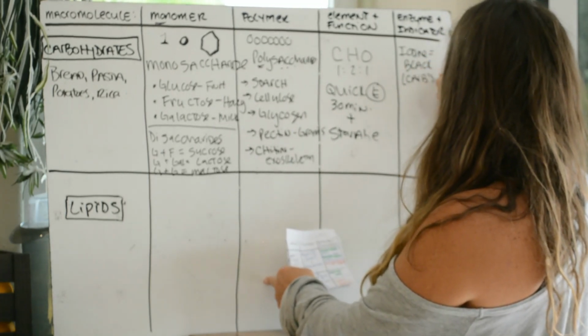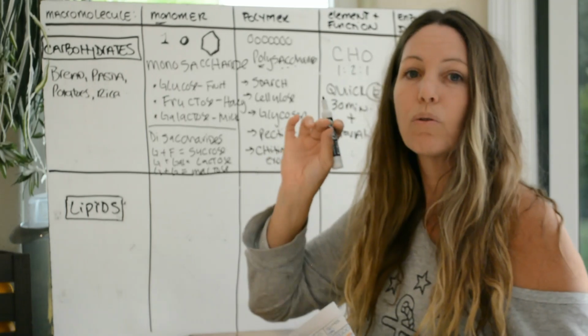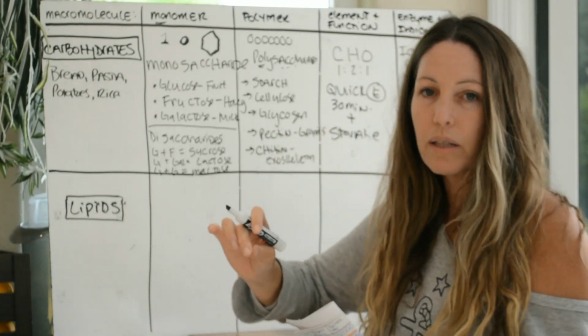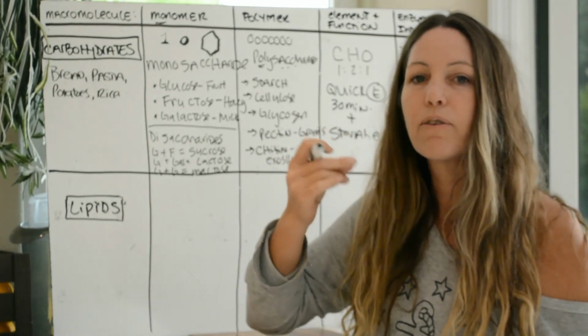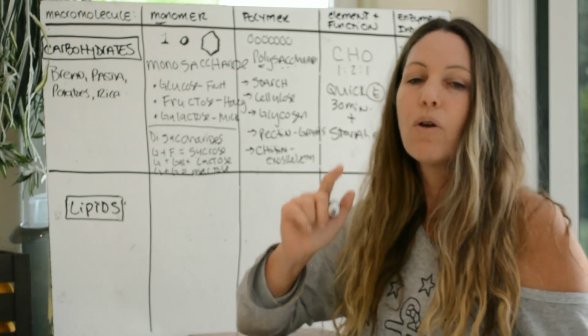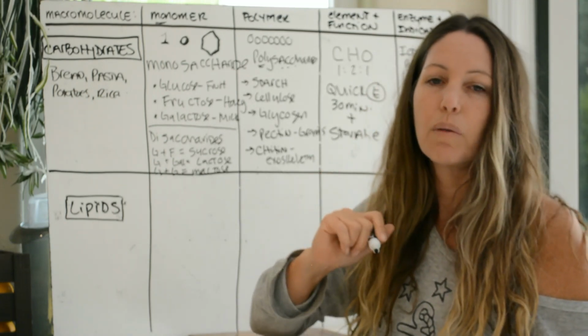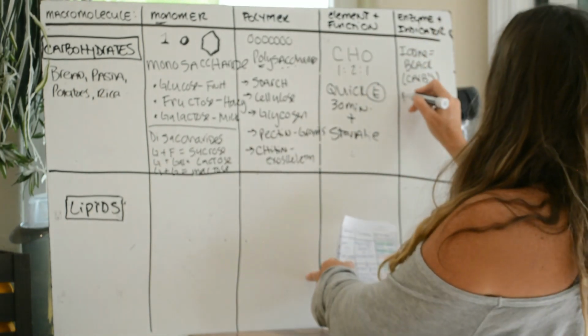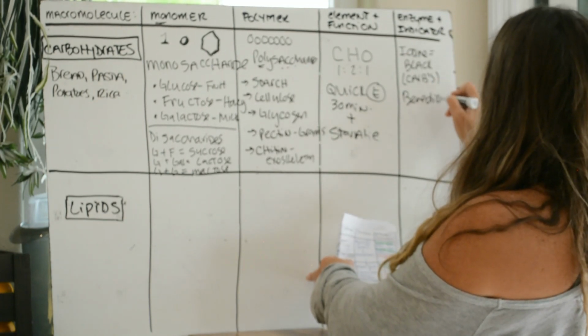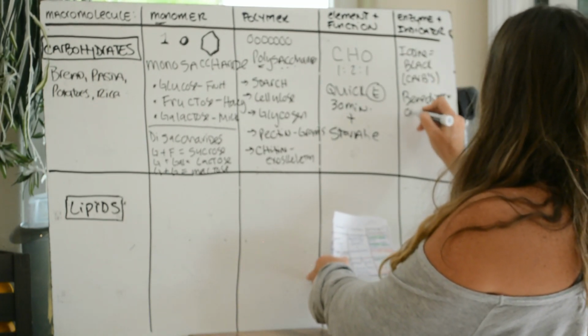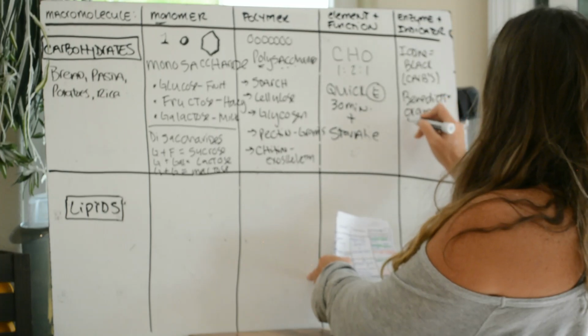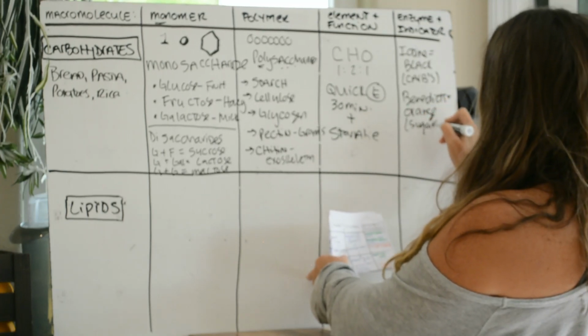It is an indicator for carbohydrates, so large polysaccharides. Whereas if we want to test for monosaccharides, we're going to use a different indicator. That's going to be Benedict's. Okay, so Benedict's equals orange, and we're going to test for simple sugars.